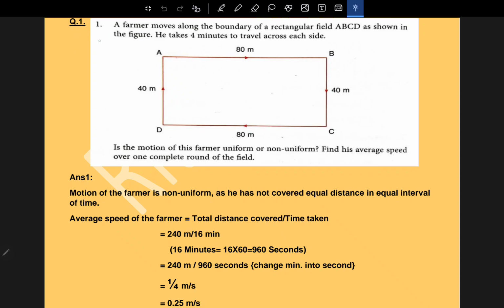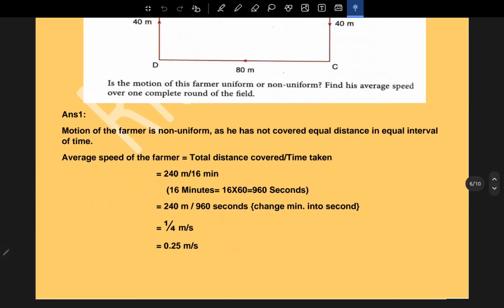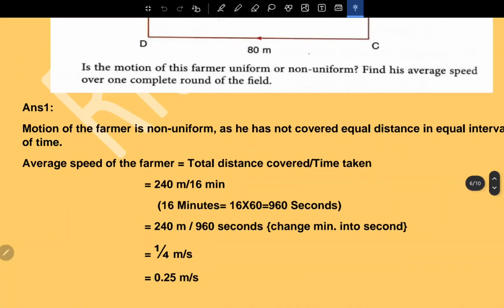Answer the following question. A farmer moves along the boundary of a rectangular field as shown in the figure. He takes 4 minutes to travel across each side. It means the distances of the sides are different, but the time taken is the same. So is the motion of this farmer uniform or non-uniform? It will be non-uniform because the distances are different, but the time taken is the same. Find his average speed over one complete round of the field. So this is the answer. The motion of the farmer is non-uniform as he has not covered equal distances in equal intervals of time.